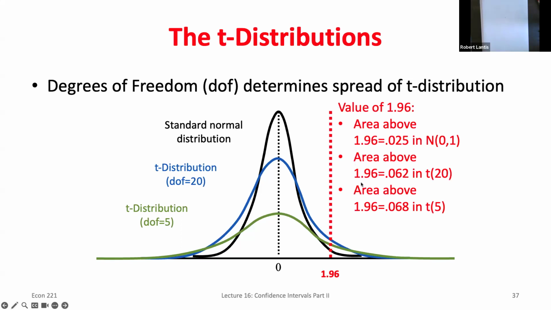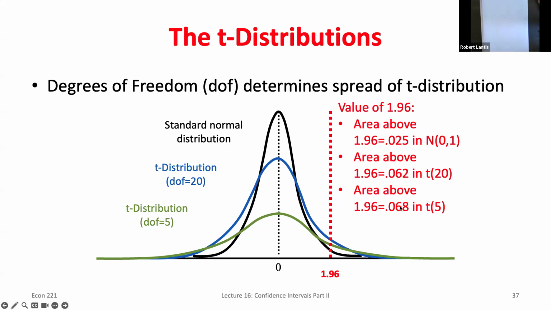So notice if I keep using the same value, the same number of standard deviations that I'm going to build my confidence interval to the left and the right, now the area to the right of 1.96 is not 0.025, but 0.062. And then if I go to an even lower degrees of freedom, now the area is even greater, right?